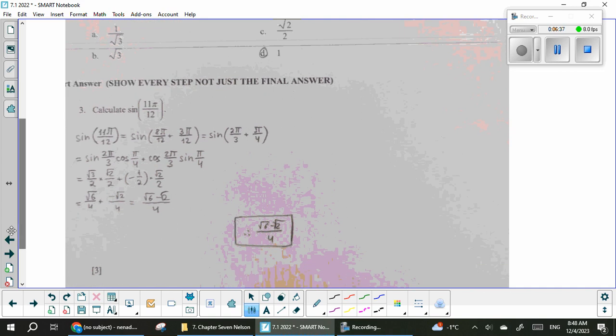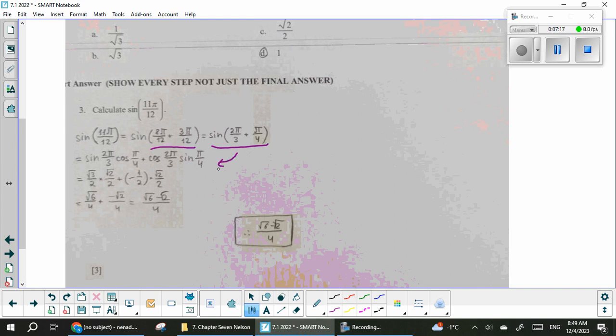This next one, you had to split up 11 pi over 12 into two angles and use the compound angle formula. There were a few variations. This person did 8 pi over 12 plus 3 pi over 12. There were people that did 9 pi over 12 plus 2 pi over 12. That was an option. I don't think I saw any subtraction, so that's okay. It doesn't really matter. Ultimately, you will get the same answer. So once you split them up into two angles that add up to 11 pi over 12, you can reduce them just like this person did, and then apply the compound angle formula.